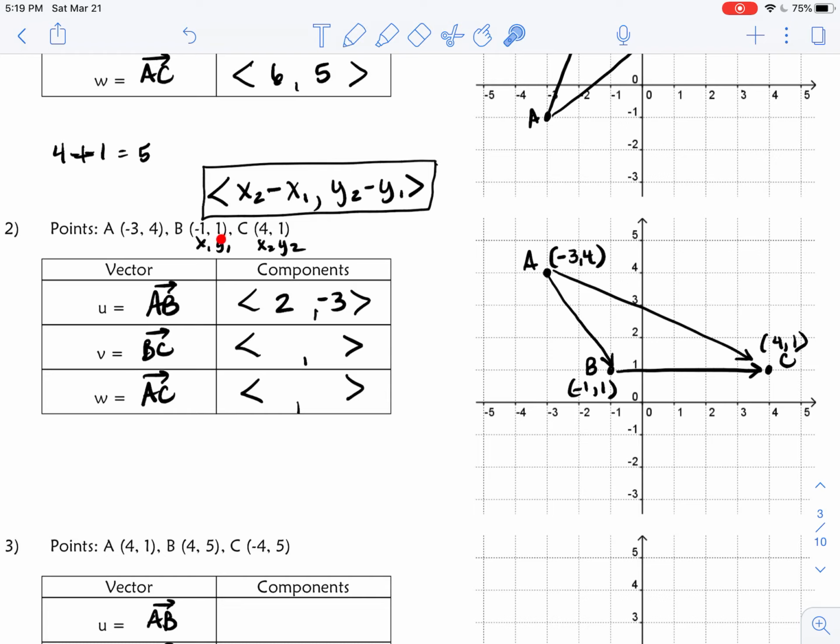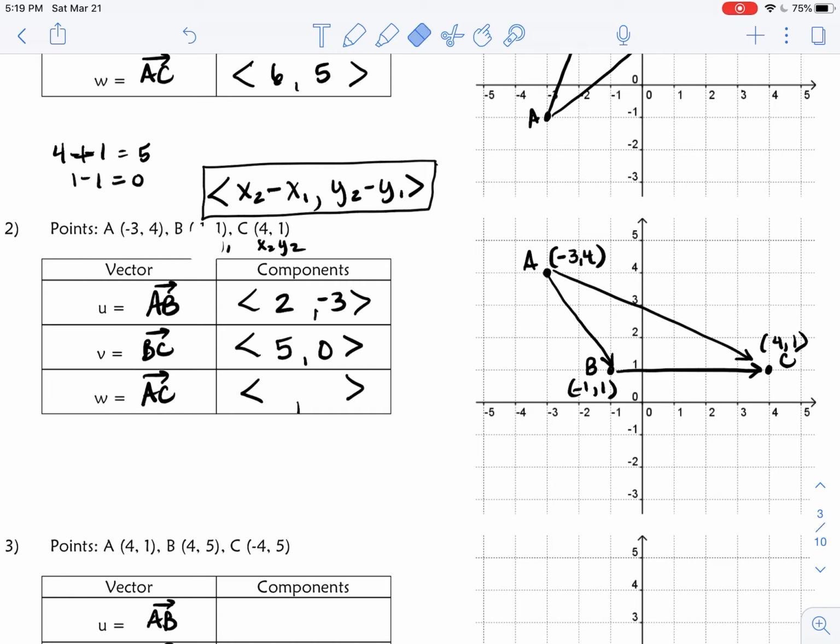And then y2 minus y1, I have 1 minus 1. Well, 1 minus 1 is just 0. And so the components for this vector are 5, 0, which say that you're moving to the right 5 and you're moving vertically 0. So let's just verify that. From B to C, you're moving to the right 5 and you're not moving up, so that looks good.